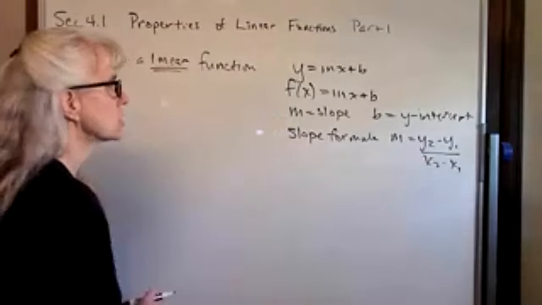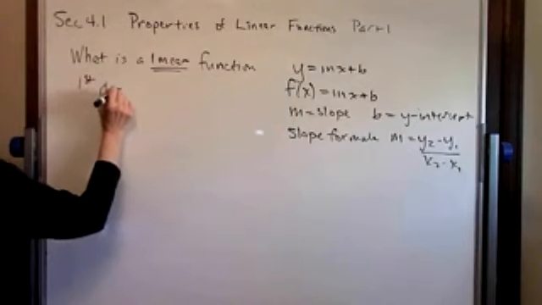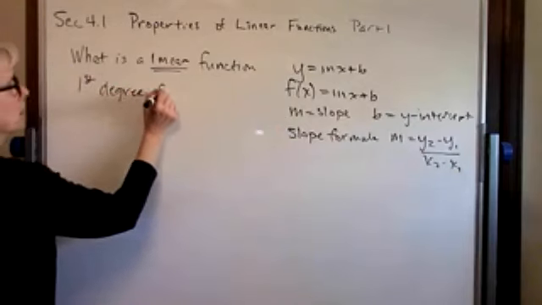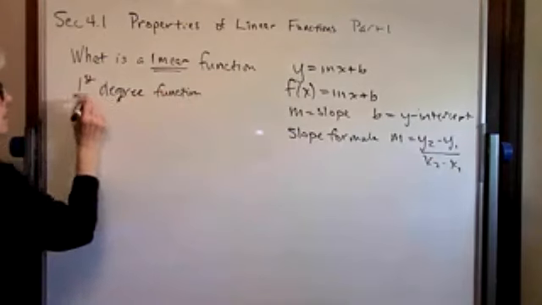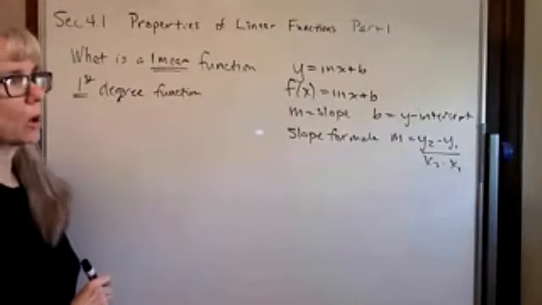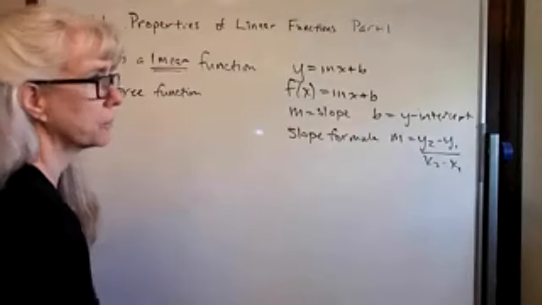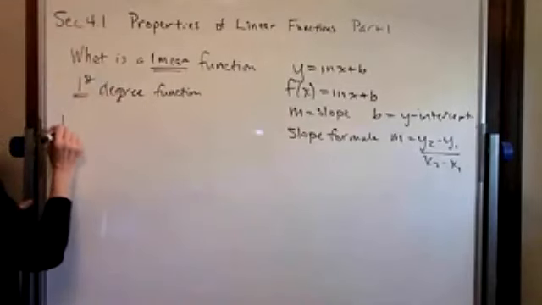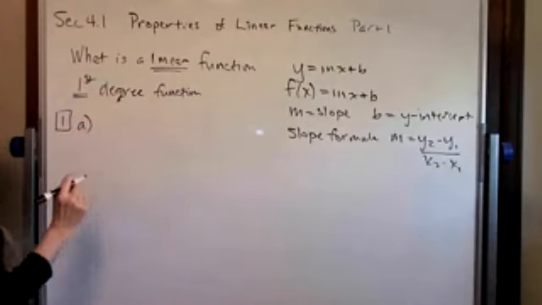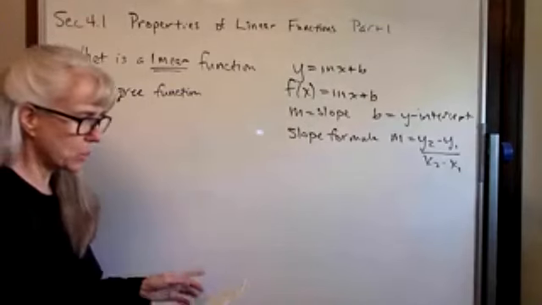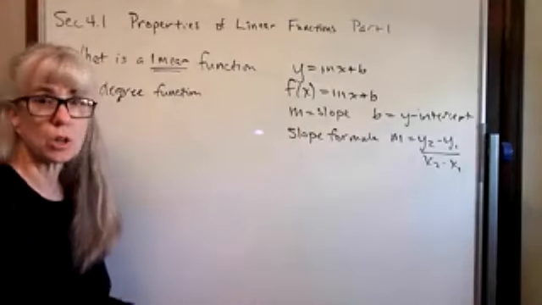The other thing to note more than anything else is that, yes, indeed, it is a first degree function. And that means that you don't see any exponents, or that all the exponents are positive 1. So, okay, the very first example gives us 2 tables, and it wants us to determine whether the given function is linear or nonlinear. If it is linear, let's determine the slope.